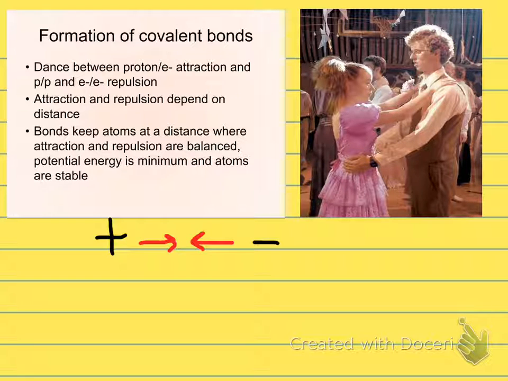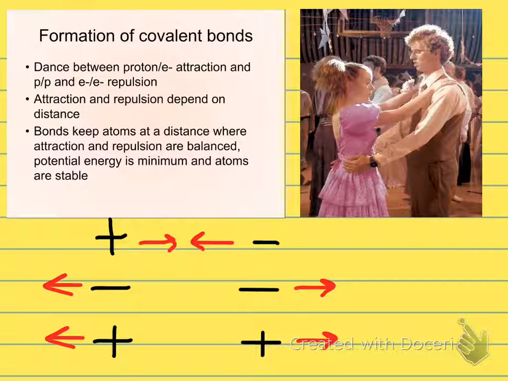What we have is a situation where the protons and electrons are rushing towards one another, pulled by that electromagnetic attraction. But they run up against the wall of the repulsion of the electrons in one atom for the electrons in another, as well as the repulsion of the protons in one atom for the protons in another. What happens is that this gets balanced out.